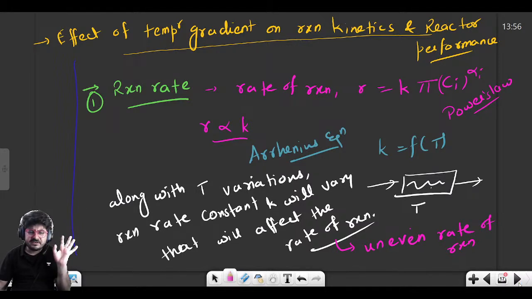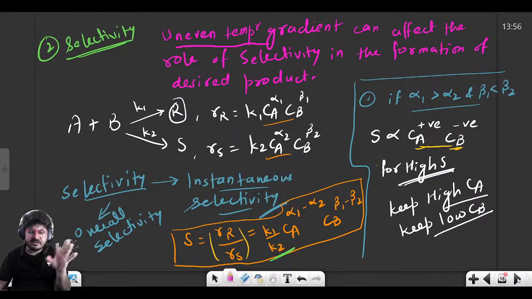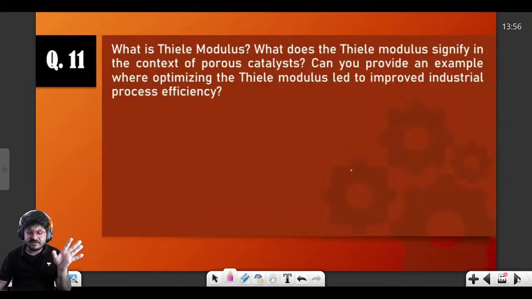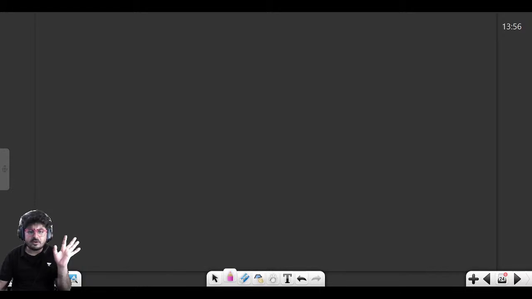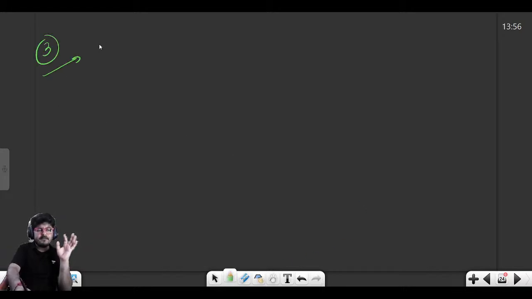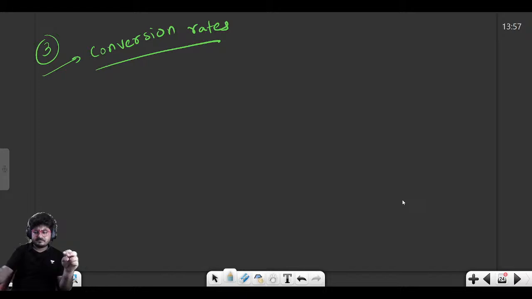So first was reaction rate, reaction kinetics. I told you how temperature gradients affect that. Second thing was the selectivity. I have told you, and I have also explained all these things regarding the selectivity and some common topics. Okay. Now, the third factor is conversion, or you can say rate of conversion. Like how the temperature gradients will affect the conversion rates.